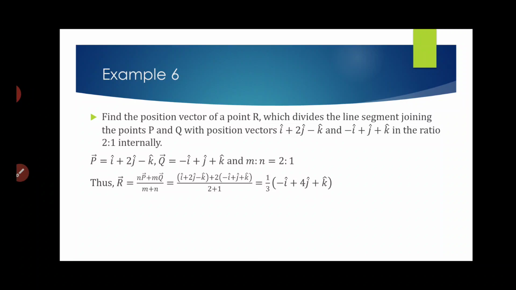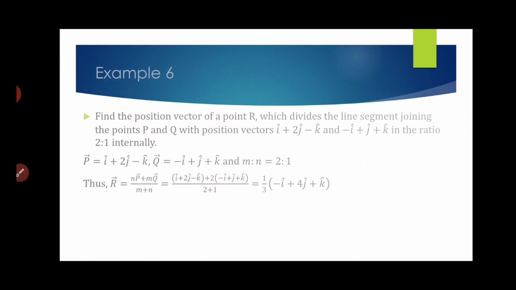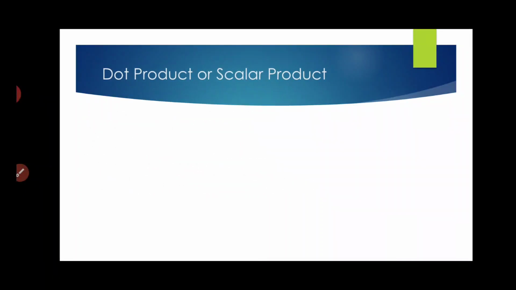Now let us move into the next topic, that is the next part of the chapter, and that is the dot product. So dot product is basically another operation on vectors, but this is not a basic operation. By the word dot product or scalar product, it means that when we apply this operation on two vectors, it gives me a scalar value, and that is the reason why it is called scalar product.